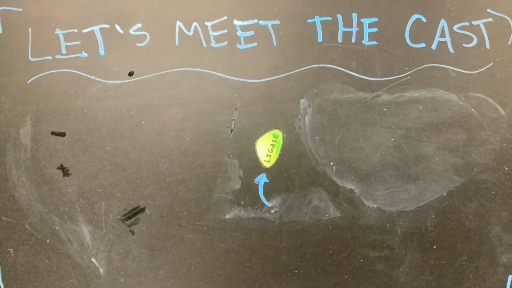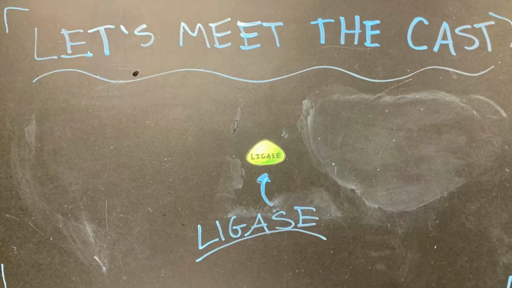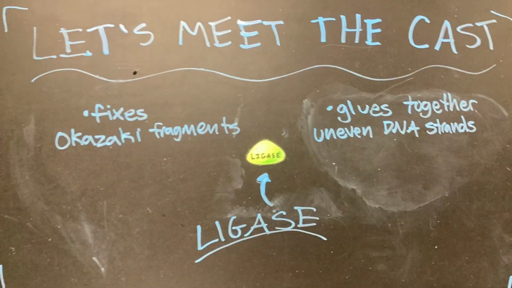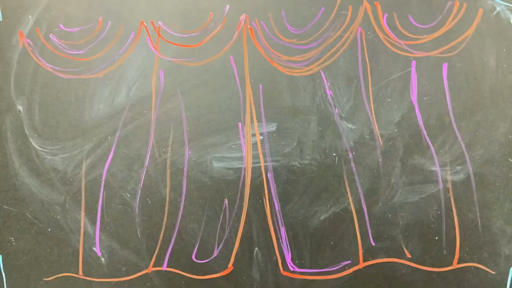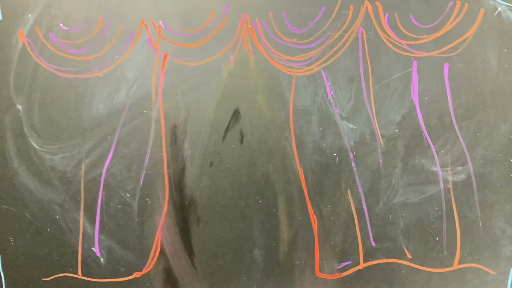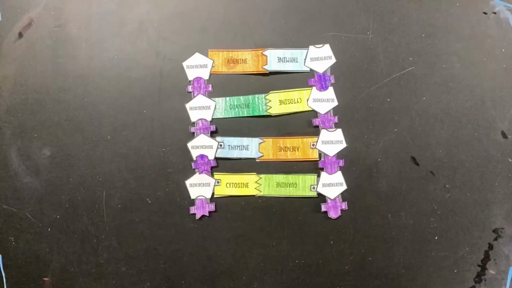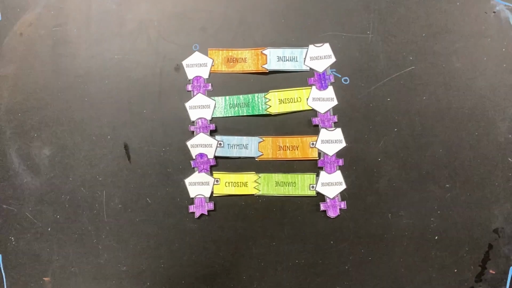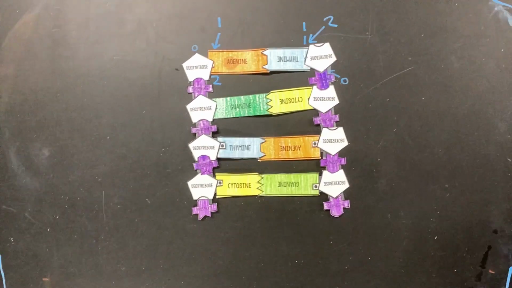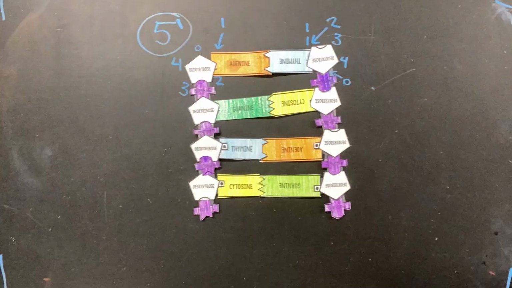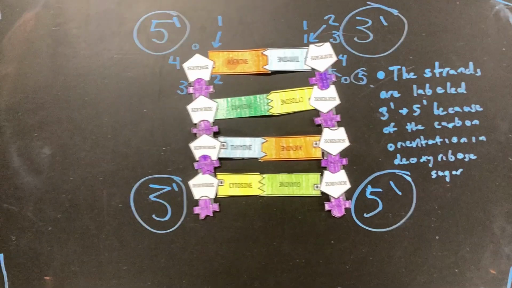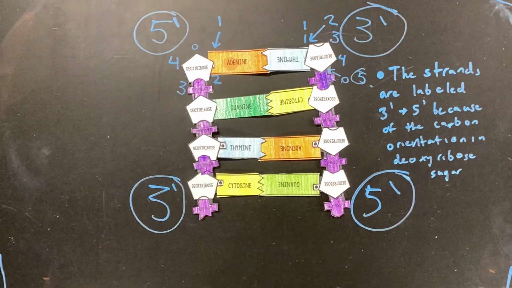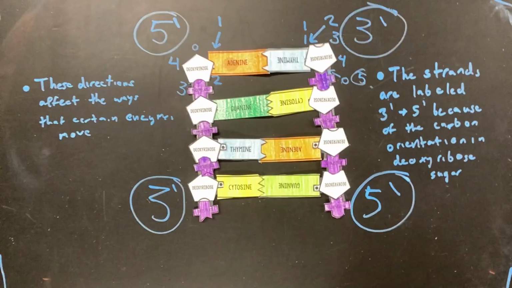The final enzyme is ligase, which fixes Okazaki fragments and glues together uneven DNA strands. Going back to 5' and 3', these classifications are determined by the deoxyribose sugars on each strand. The strands are labeled 3' to 5' because of the carbon orientation of the deoxyribose sugars. These directions affect the way that the enzymes will travel through each strand.